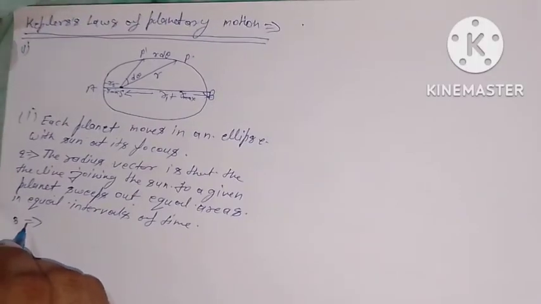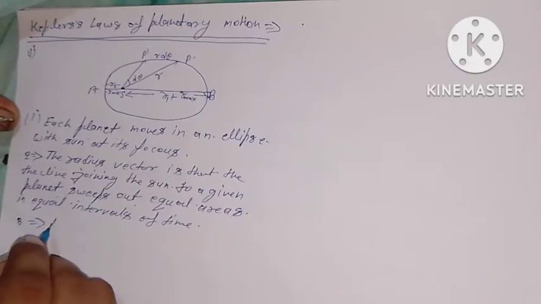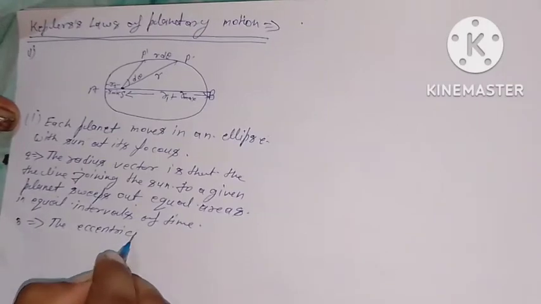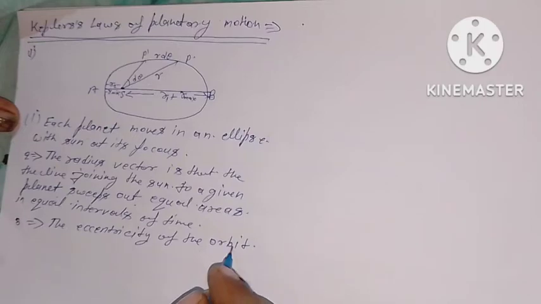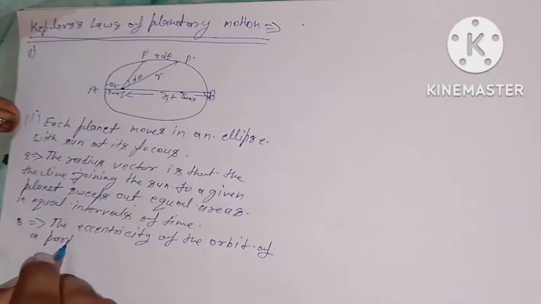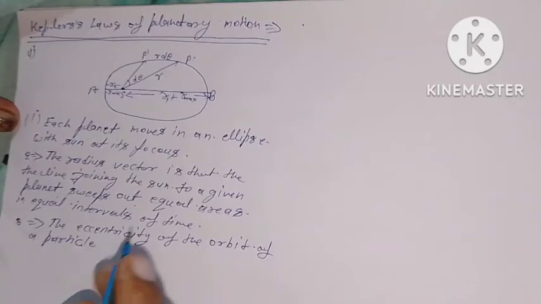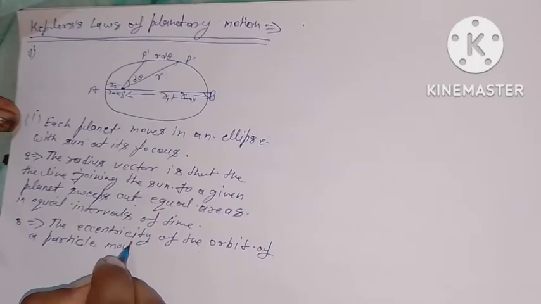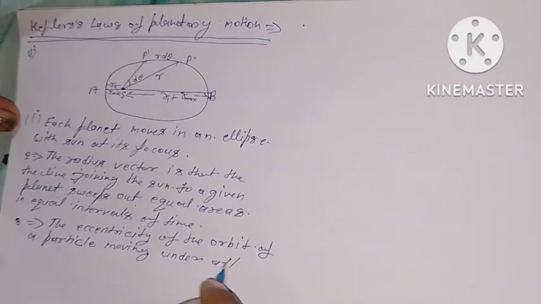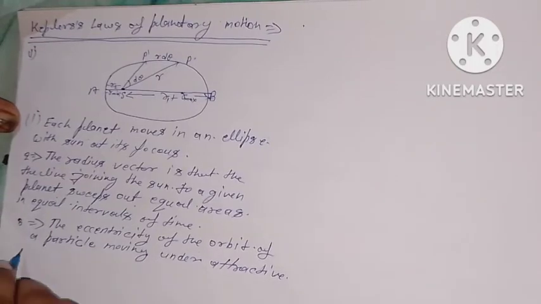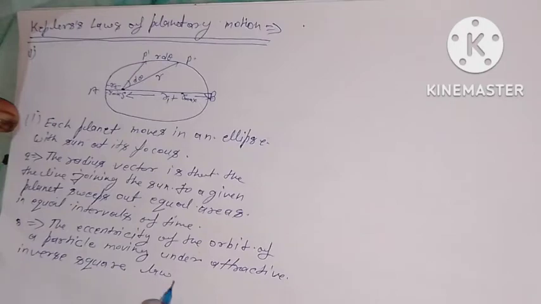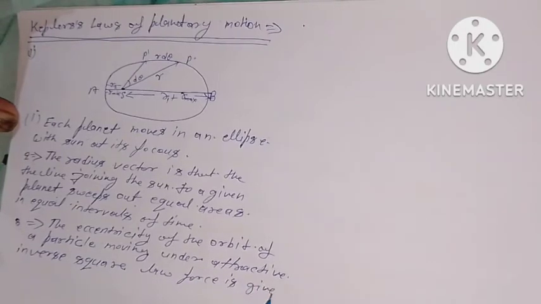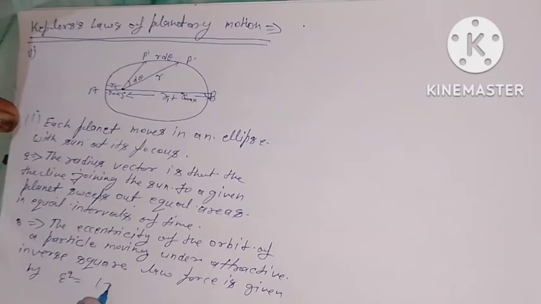Third law, Kepler's third law. The eccentricity of the orbit of a particle moving under an attractive inverse square law force is given by epsilon square equal to 1 plus 2 E J square upon m c square.